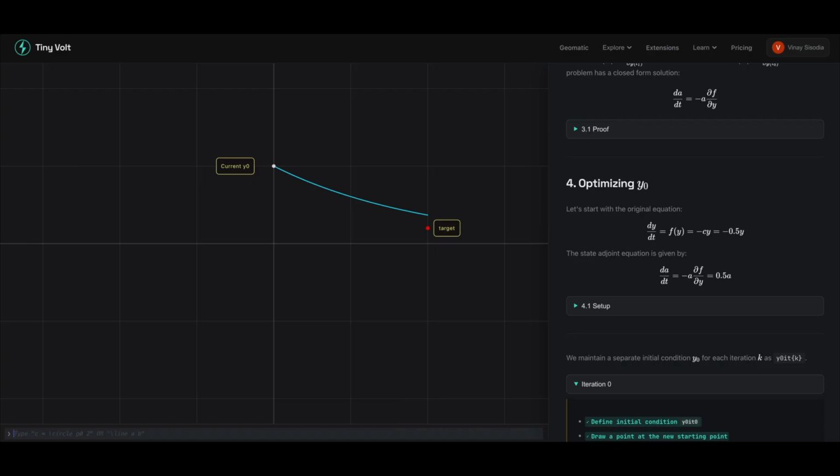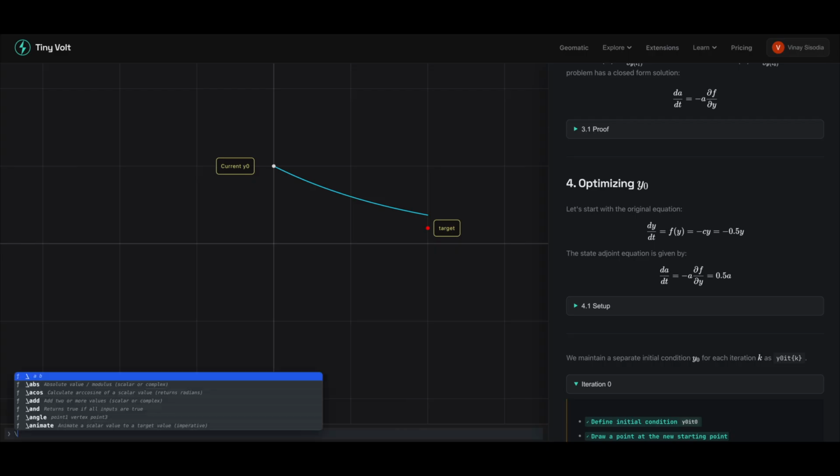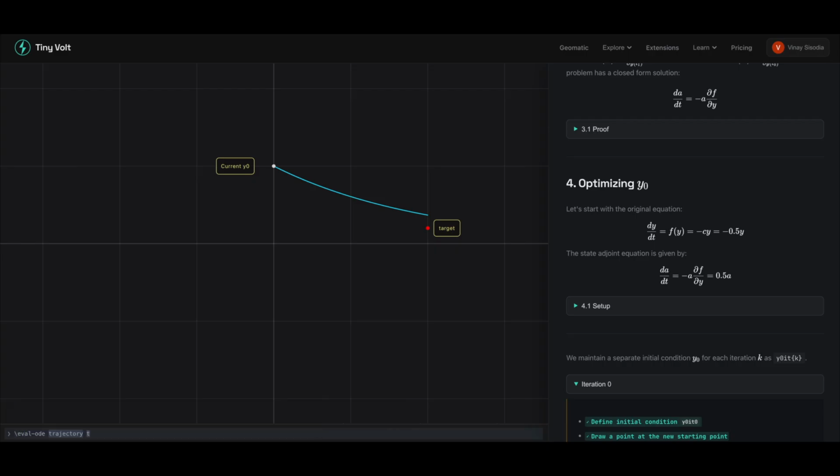And what I do is something like eval ODE, and my trajectory is called FWD0, and TS is my points. Cool.